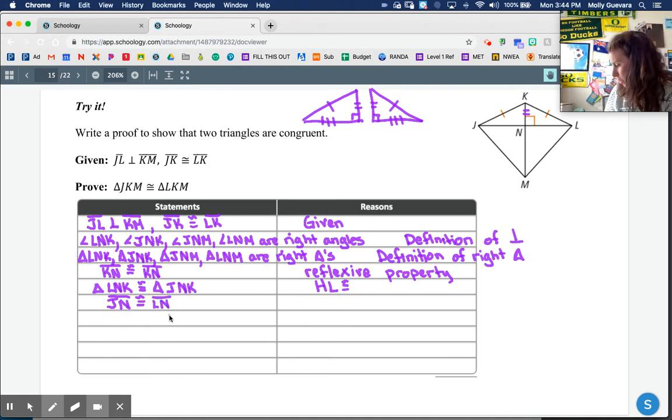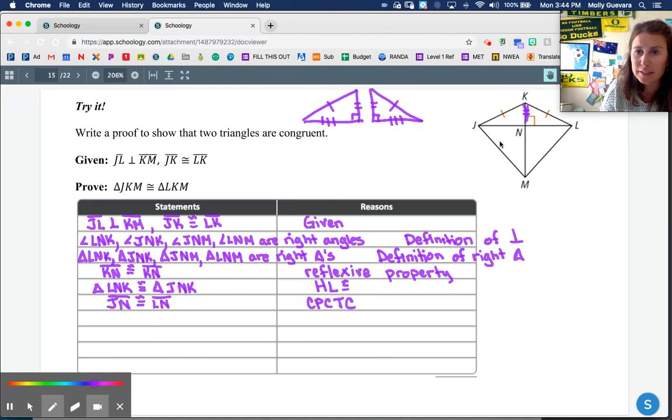And then the question is, why can I say that, right? If I know that the triangles are congruent, then I can say that any other corresponding part is congruent. And so that's where our CPCTC comes in, right? Corresponding parts of congruent triangles are congruent. Okay, so I've proved that the top two are congruent. Woohoo, right?